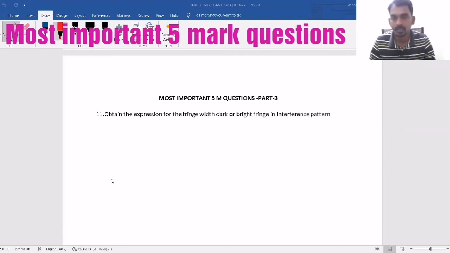Hi everyone. Now we are going to discuss part 3, the last 5 questions. And the very first question is: obtain the expression for the fringe width, either dark or bright fringe, in interference pattern. So it is all about Young's double slit experiment. So the thing is about fringe width.